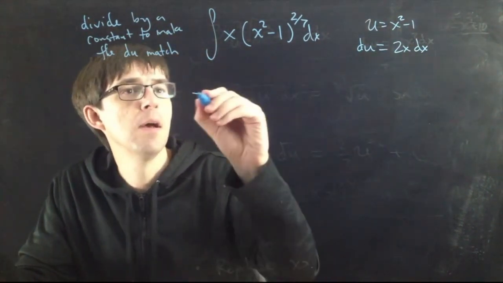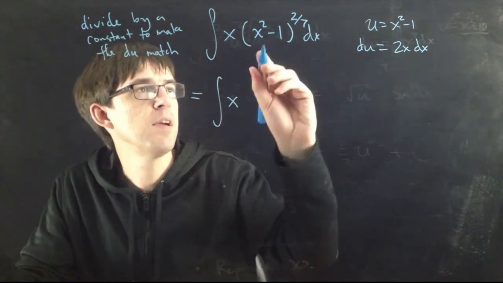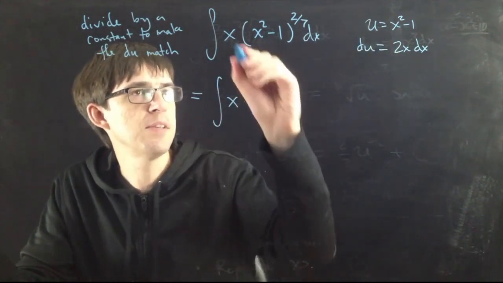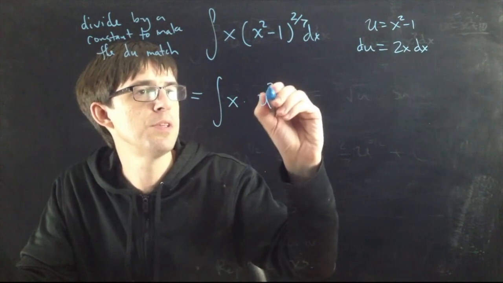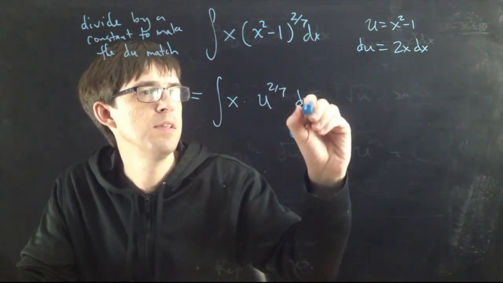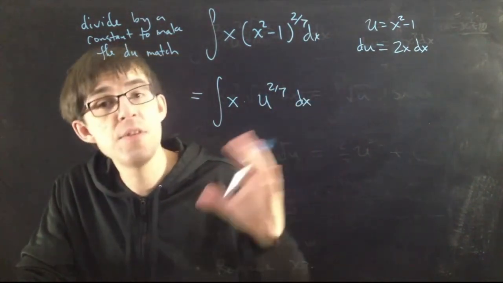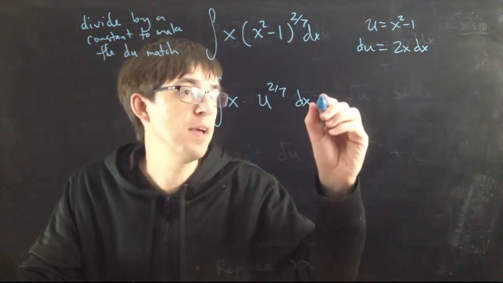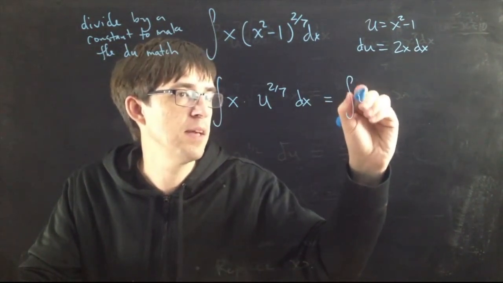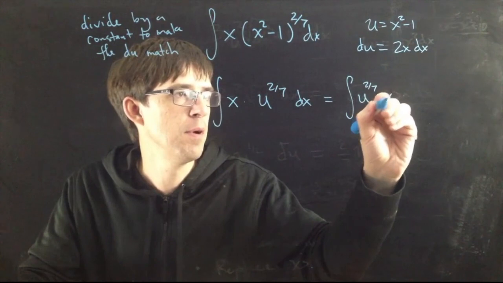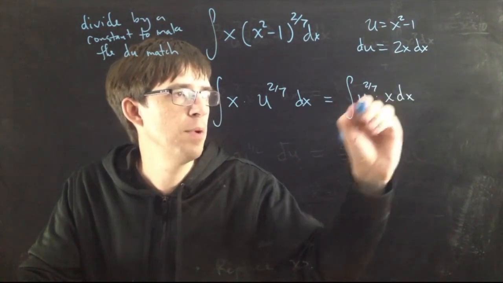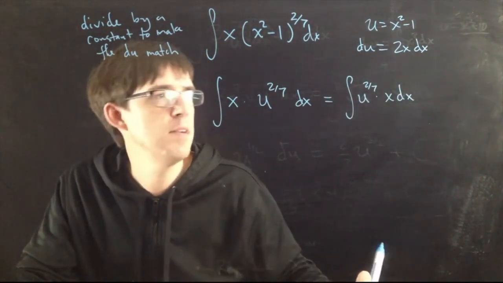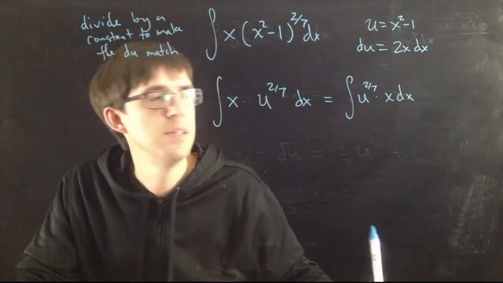let's try and plug them in. I'm going to begin by just plugging the u where it goes. This is x here, and then this becomes u to the 2/7 dx. Okay, let's gather the u's to the front and then write all the leftover x's at the end, just because that helps me to be clear on what I'm doing here. u to the 2/7 times x dx.